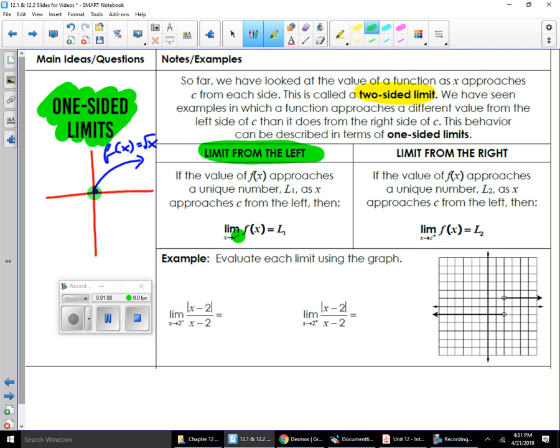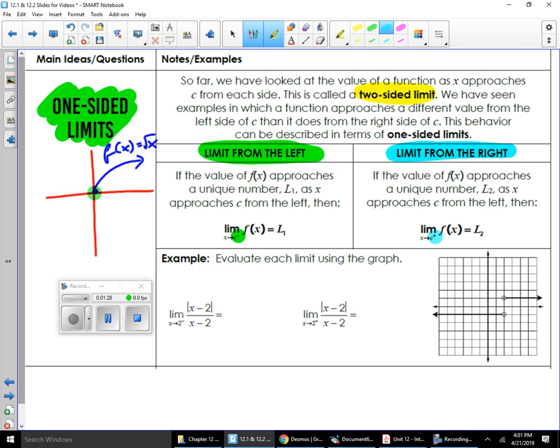When we start talking about limits from the left, we use a little negative sign there to say we're looking at the value c, but we're coming at it from the left side. If I want to look at the limit from the right, we use a little plus sign in the limit notation to say we're looking at this function on the right-hand side, scanning from the right to the left.